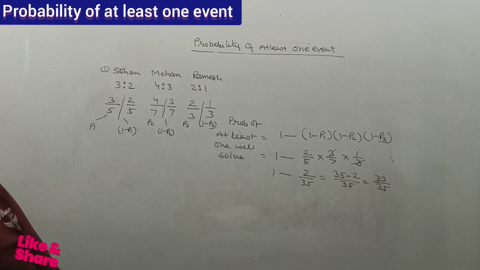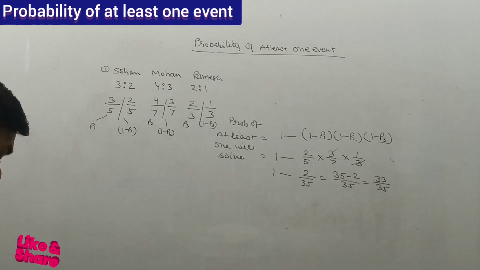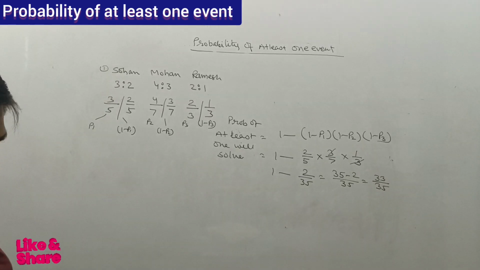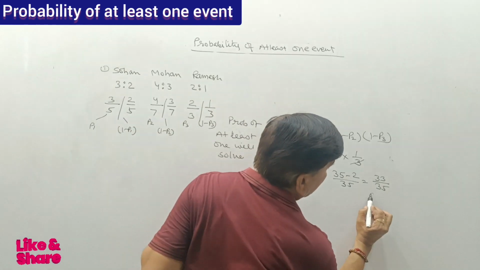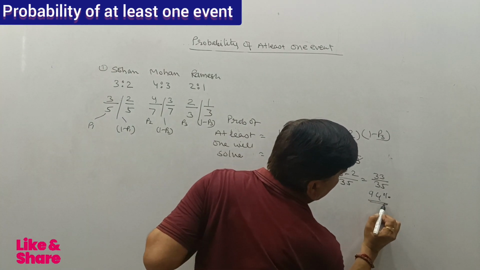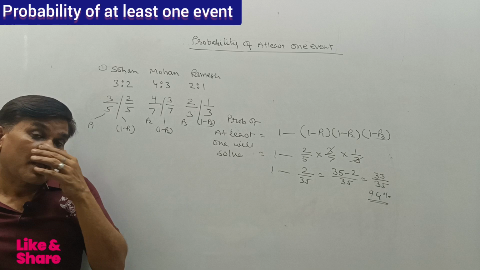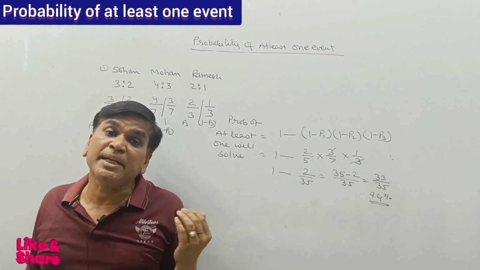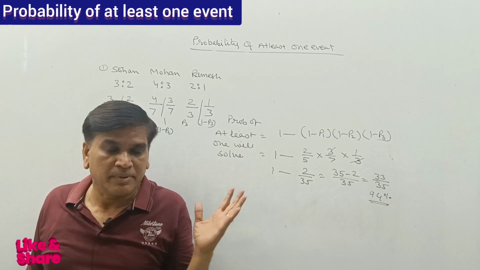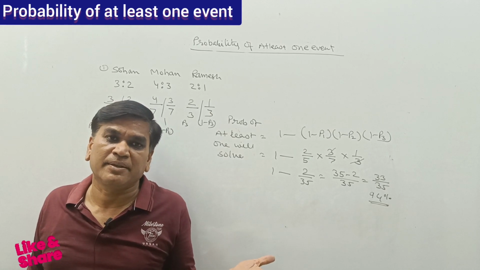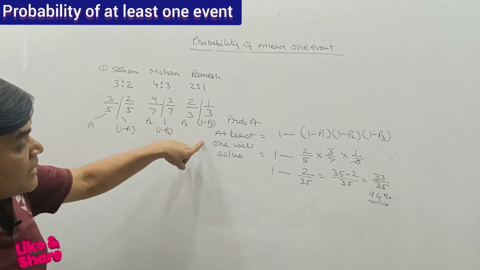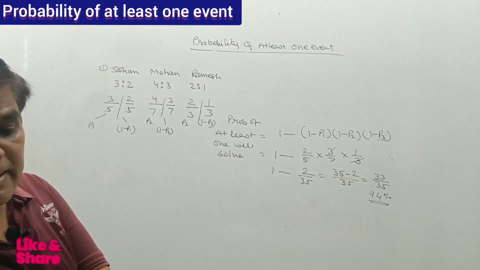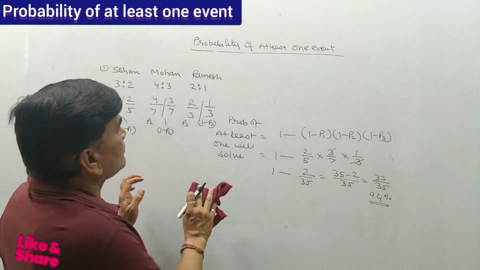Okay. And in percentage, we want to calculate 33 divided by 35 multiplied by 100. So percentage is 94%. In the same question, if the question is asking that at least 2 will solve, then the approach will be different. This was at least 1 will solve. Now we are calculating at least 2 will solve.